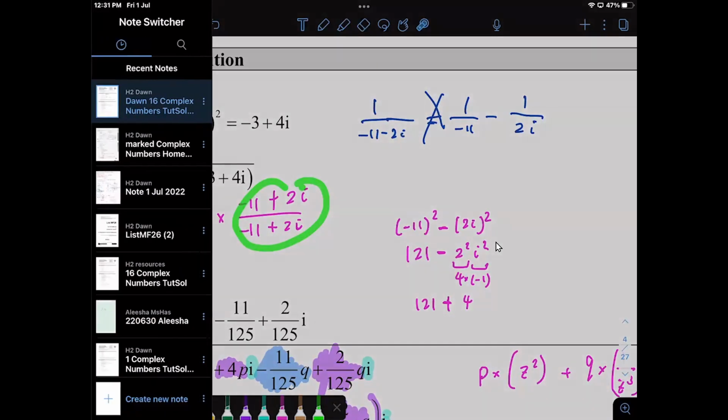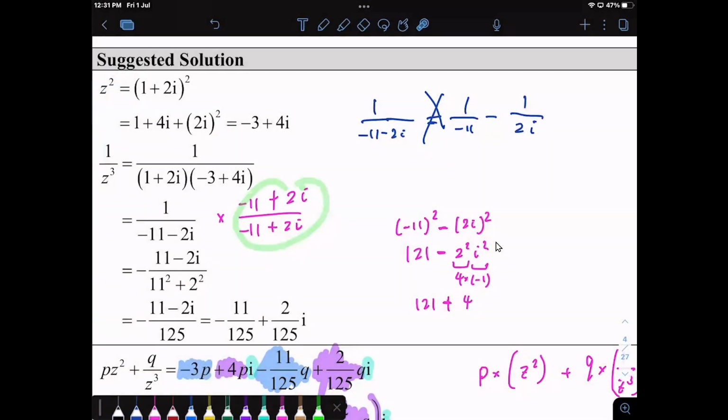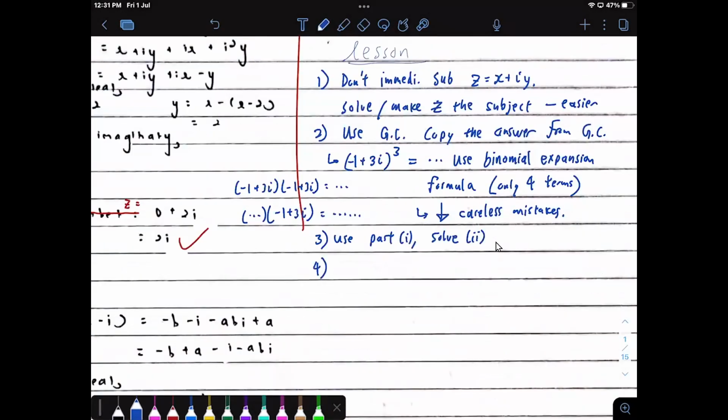Number 4. Oh, no space already. Let me just get rid of the question. Number 4: when you see this, realize the denominator. Multiply top and bottom by the conjugate. Okay, then number 5. Let's see.